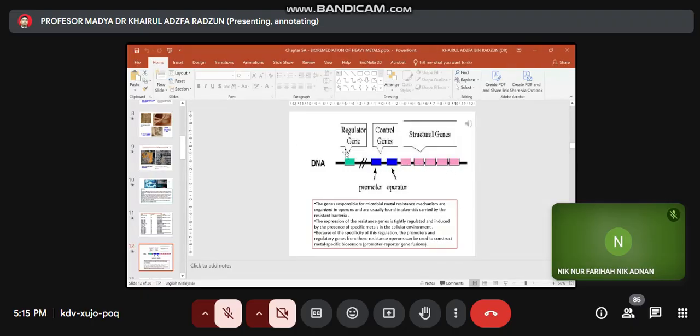When the regulatory gene senses the presence of metal, it will start to instruct the control genes, promoter and operator, to express the LUC, and so luciferase.